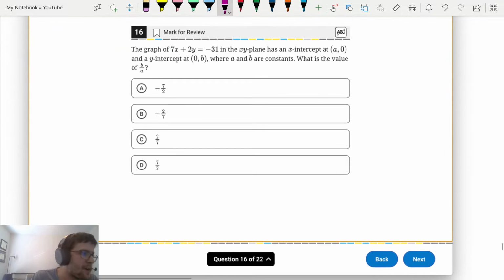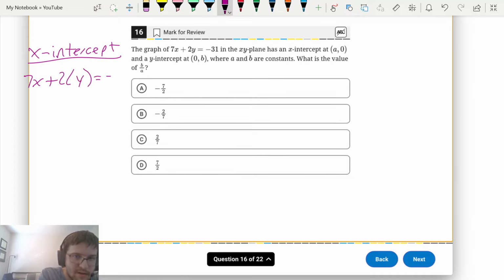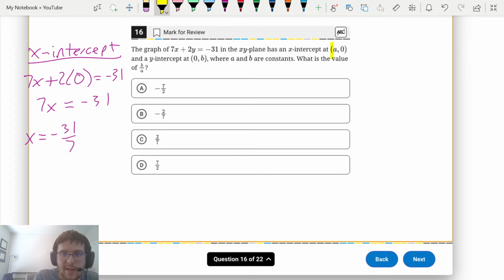Okay, we did this one before. I'll do it again really quickly. This was on the module 2a. So the x-intercept, anytime you want to find an x-intercept, you plug in y equals 0. So 7x plus 2y equals negative 31. So 7x, 2 times 0, I mean. So 7x equals negative 31. So x equals negative 31 over 7. And remember, they called the x-intercept a. So we're going to call it a as well.